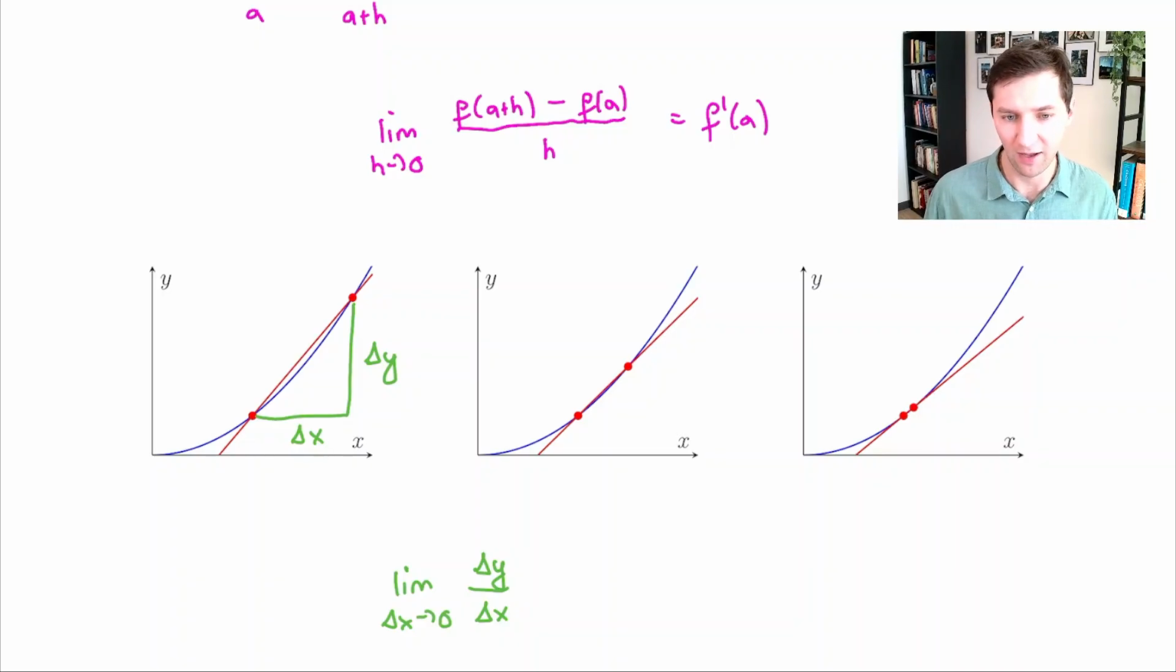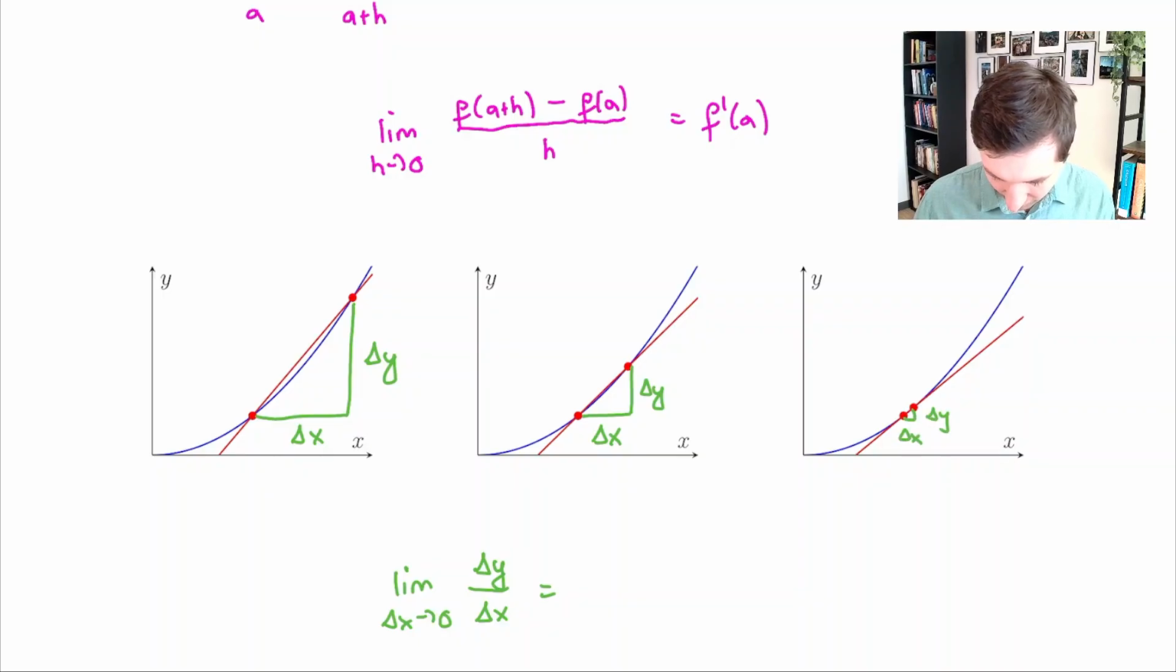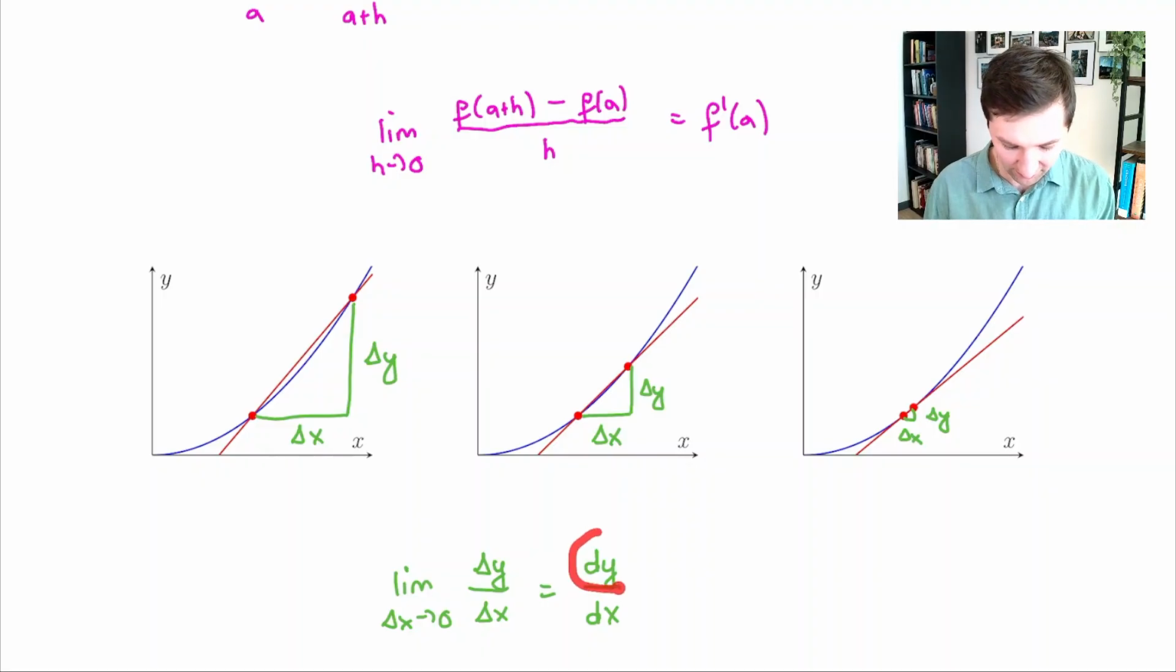And then he faced a dilemma, how to denote that derivative. And he noticed that as the second point gets closer to the first, both delta x and delta y get smaller. Take a look at the second picture. Here's delta x and here's delta y. Take a look at the third picture. Here's delta x and here's delta y. Those delta x's and delta y's get smaller and smaller. For this reason, he decided to call the derivative dy by dx. dy reminded him of a very tiny delta y, and dx reminded him of a very tiny delta x.